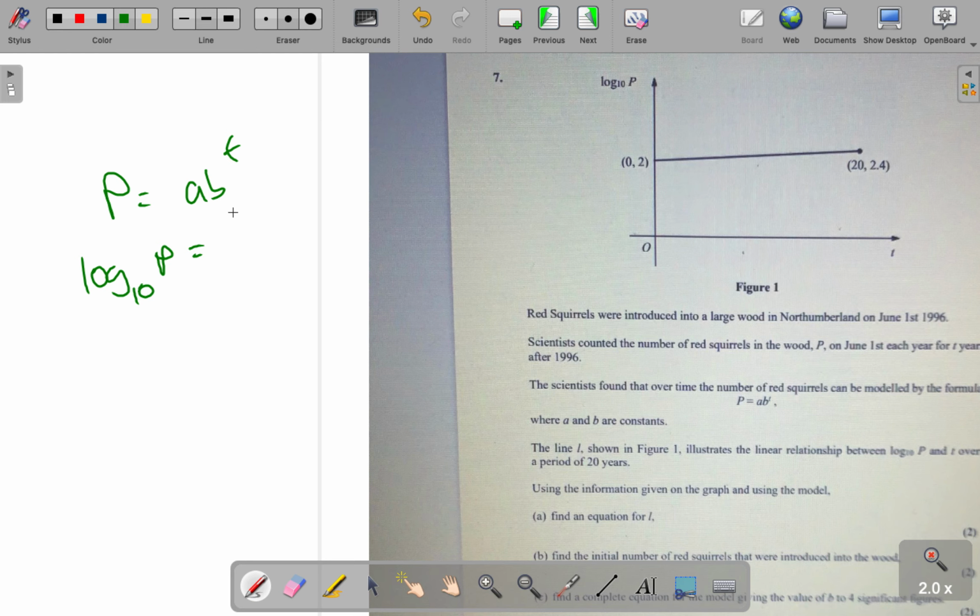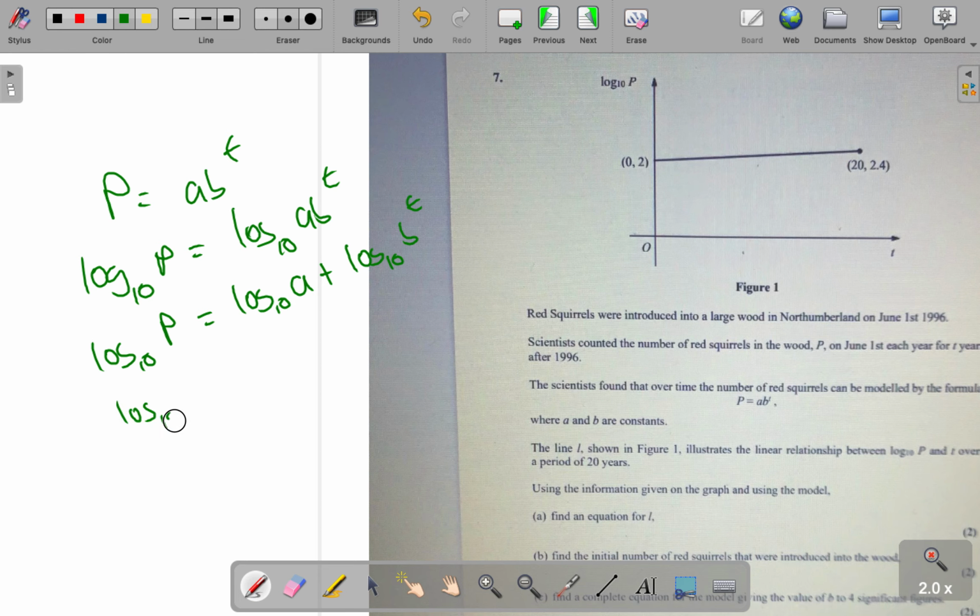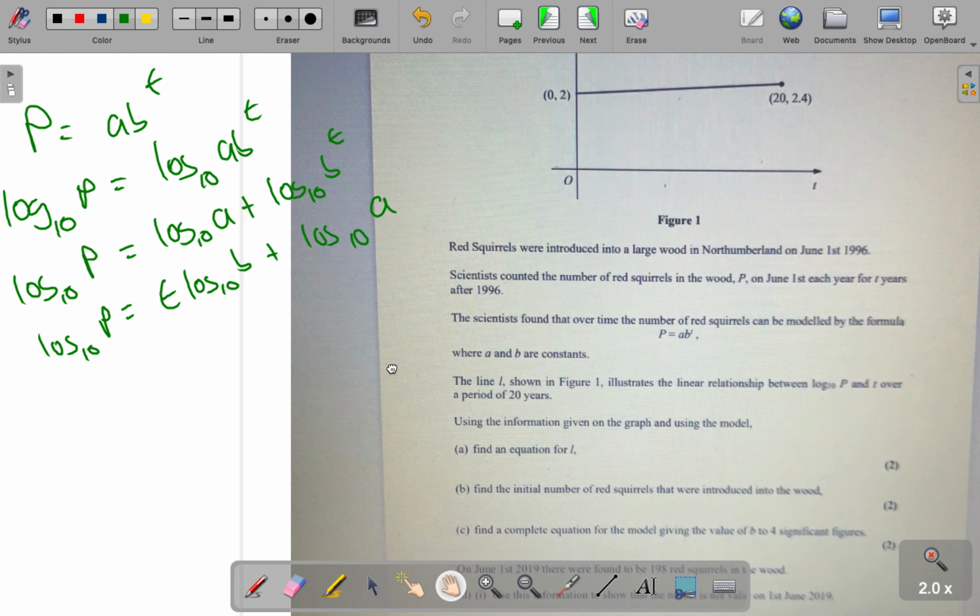So log base 10 p equals log base 10 of (ab to the power t). And then from here, we just do the same step that we've just done. So log base 10 p equals log base 10 a plus log base 10 b to the power t. So therefore, log base 10 p equals t log base 10 b plus log base 10 a. So that gives you part A.